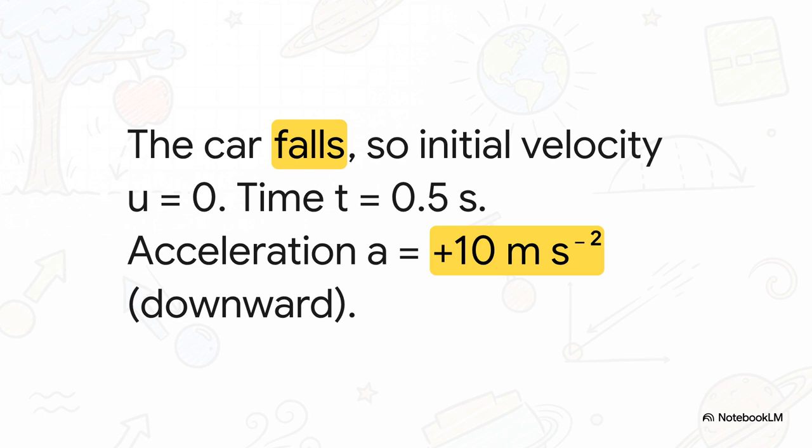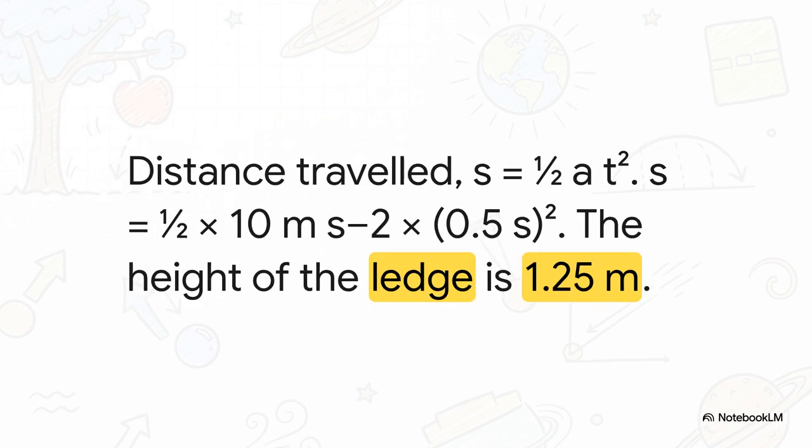And now for g. Remember our sign convention? Gravity always acts downwards, so g must be negative. We write it as minus 10 meters per second squared. Getting this sign right is the most critical part of the whole problem. Now we choose our equations and solve.